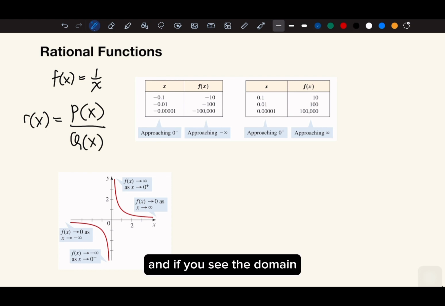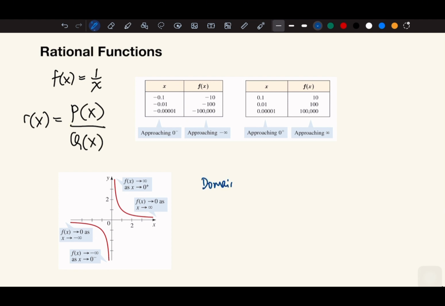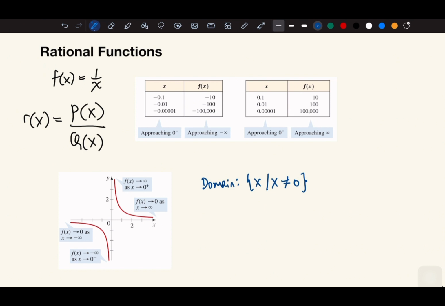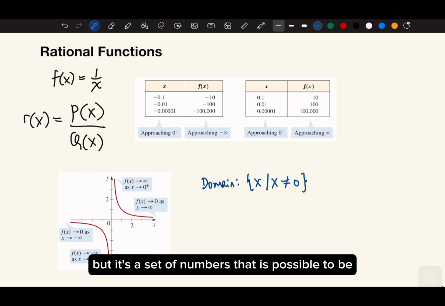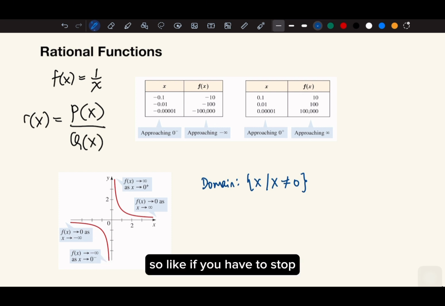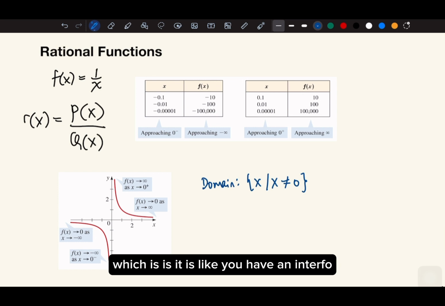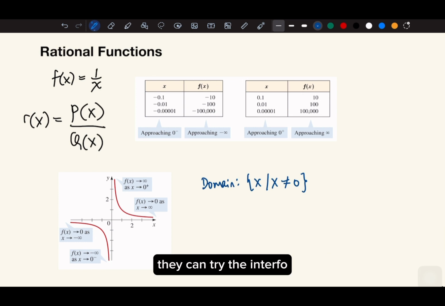And if you look at the domain, since this is just 1 over x, and if you see the graph, then we can just state that this will be the domain. So domain is not just a single number, but a set of numbers that is possible to put in the function. If you have doubt, maybe you're not sure whether it's correct or not, just try some numbers. You have an interval, so you can try the interval.